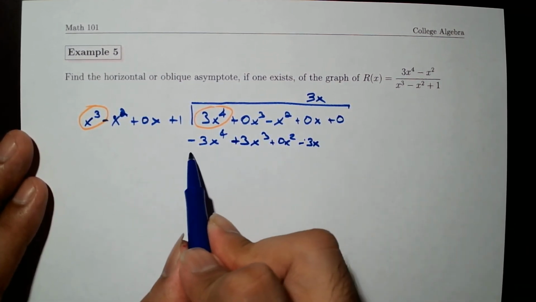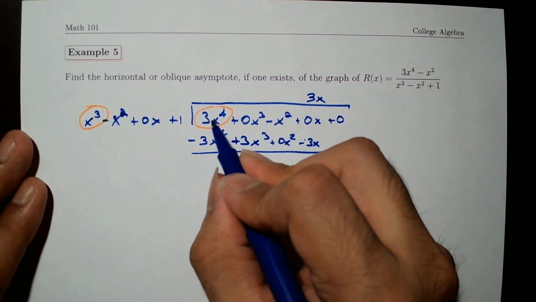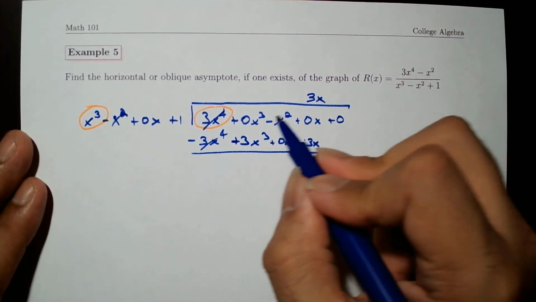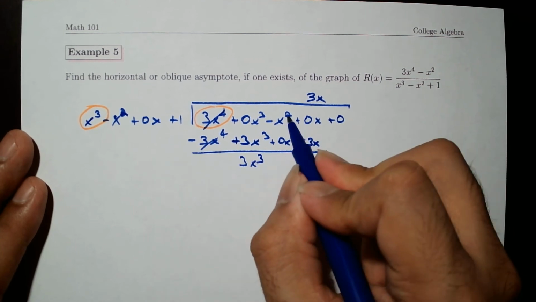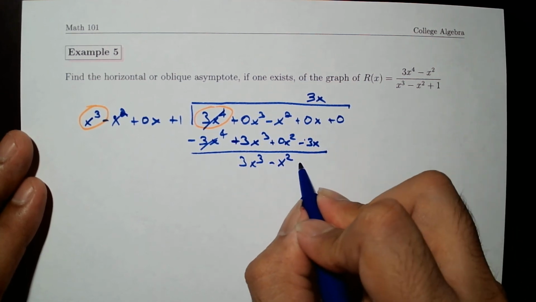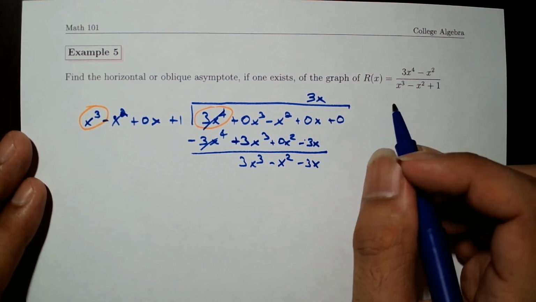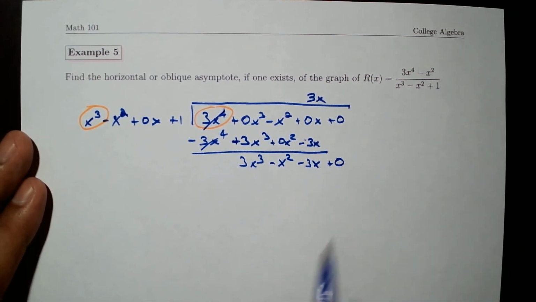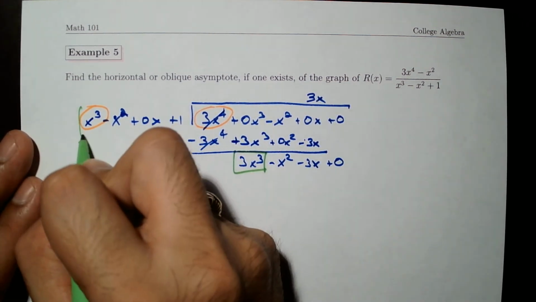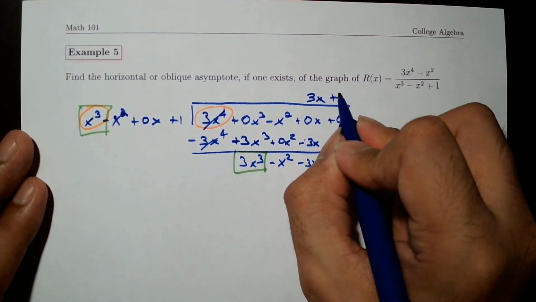All right, so let's see. In this case, we can cancel this out. 0 plus 3, that's 3x cubed. Negative x squared plus 0x squared, that's minus x squared, and then minus 3x, and then drop the 0. Okay, we drop the 0. So again, we do the same. Let's divide these two leadings. 3x cubed divided by x cubed, that's going to give me plus 3.